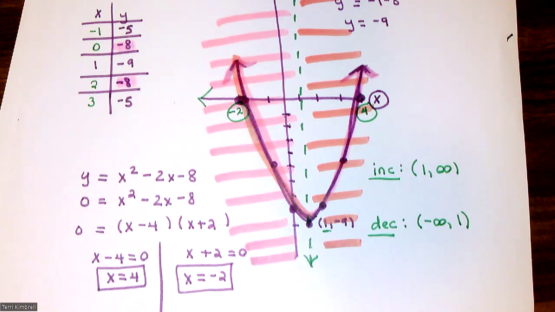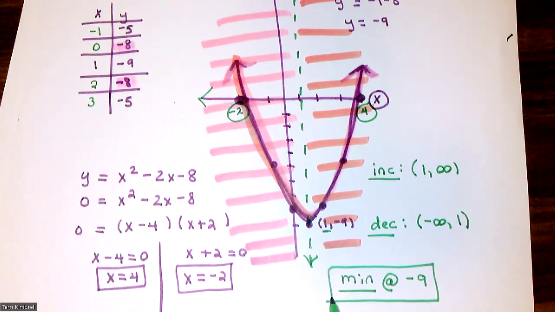Okay, so when you're thinking about this one, we do know that it opens up. Okay, so your direction would be up. We also know that it has a minimum since it opens up, and the minimum is going to occur at negative 9. That's going to be your lowest point of that graph.